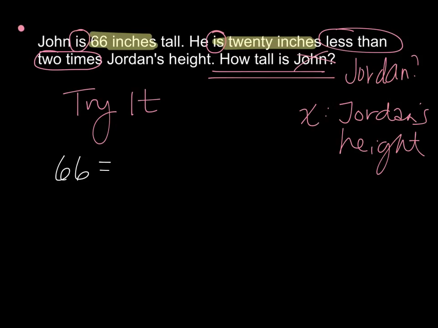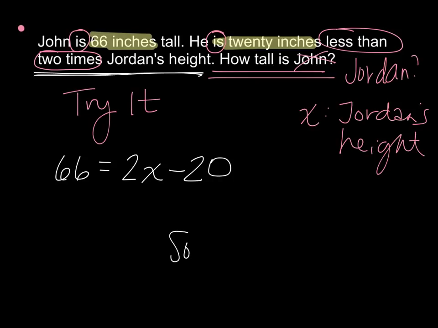So less than means we're going to work backwards, so we're going to look at this first, okay? 2 times Jordan's height. This is Jordan's height. We don't know Jordan's height, so 2x. We know they're multiplied because it says 2 times. And it's 20 less than, so minus 20. We set it up already. That's it. So then you solve it and show me what you get.